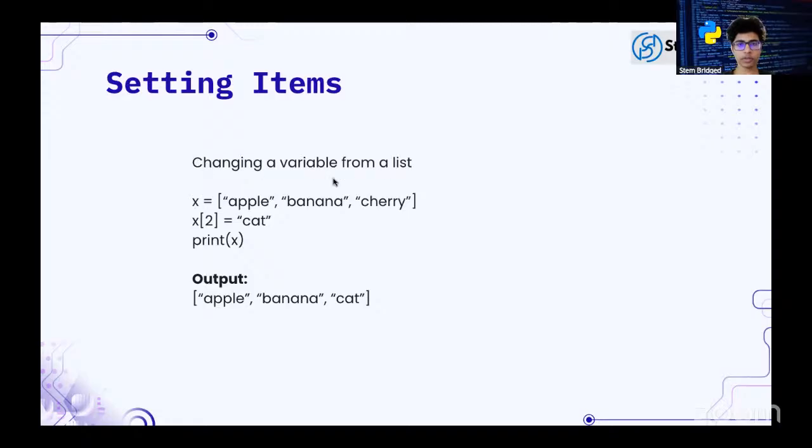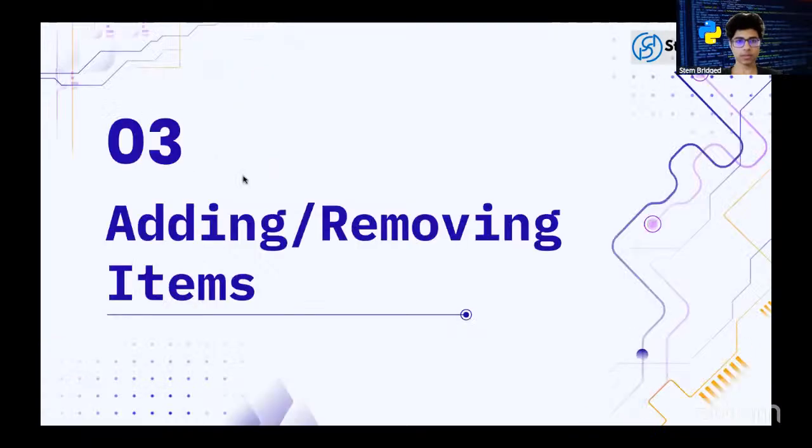To change a variable in a list, you could do x square brackets 2 is equal to, let's say, cat in this case. Again, you start at 0 and count up by 1. So the 0th index is apple, the first index is banana, and the second index is cherry. But over here, you say the second index is equal to cat. So when you print this out, it's going to replace the cherry with the cat. So that's how you replace an index.